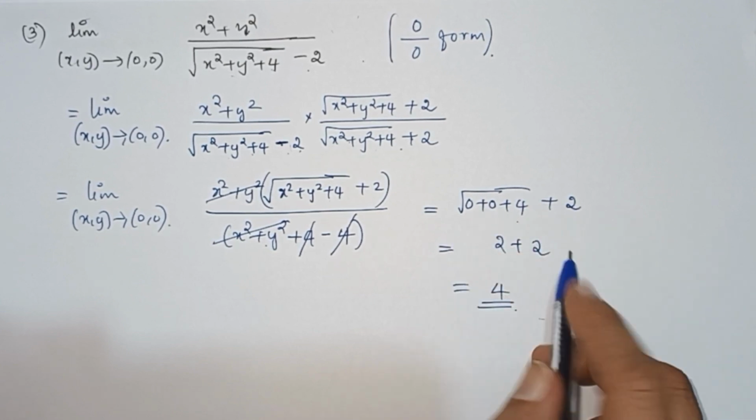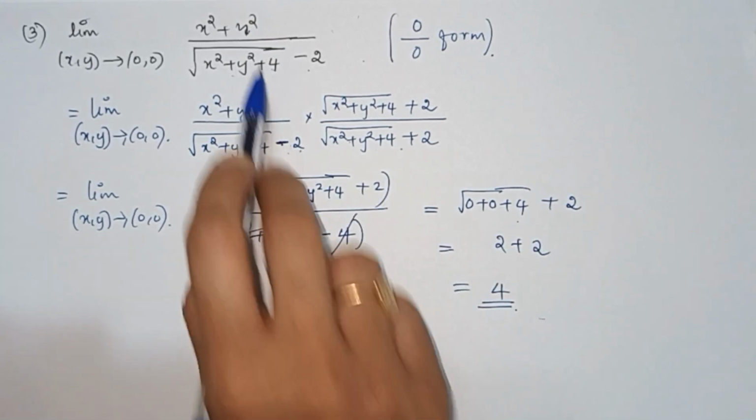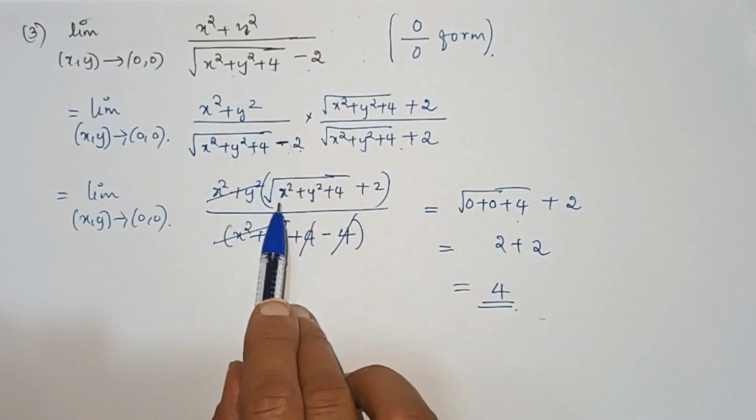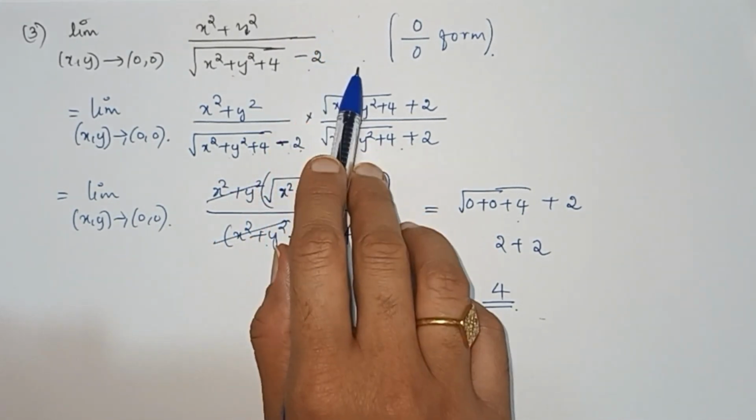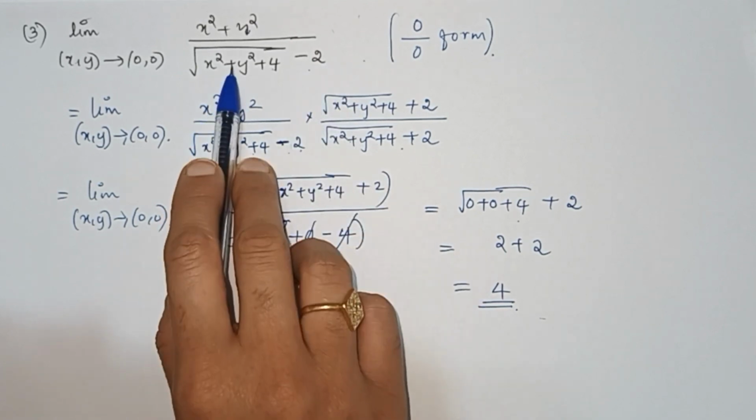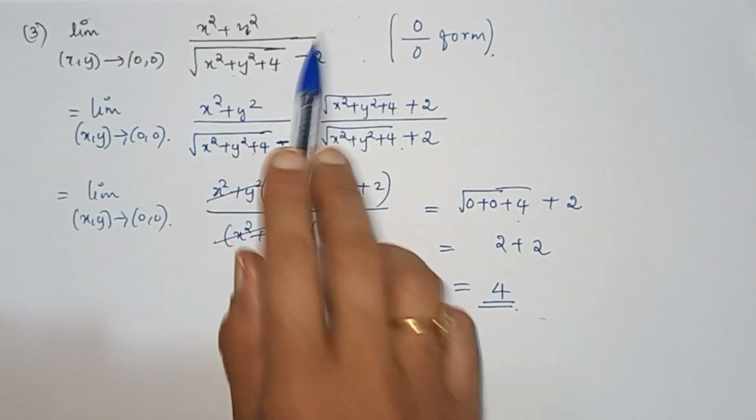Here direct substitution works, but you have to manipulate the given function into a new format by multiplying numerator and denominator with the conjugate of this denominator.